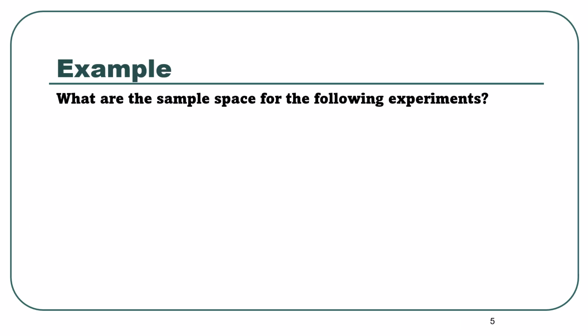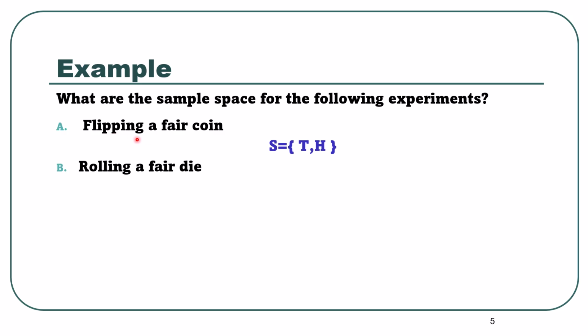So what is the sample space for the following experiment? Flipping a fair coin. It's either tails or heads. So this is the sample space, having all the possible outcomes for this specific experiment. Rolling a fair die. This is what we said, the numbers from 1 to 6. These are all the outcomes that could appear if you really did go ahead and roll a fair die.